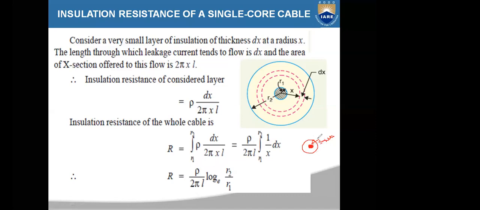After this you have some protective layers, which are bedding, armoring, and serving. So if you consider the major parts, you have one conductor, and on top of the conductor you have the insulation. The insulation resistance is the opposition caused to the flow of leakage current from conductor to earth. So you are going to calculate this insulation resistance R value.